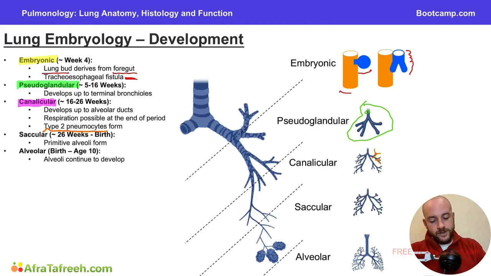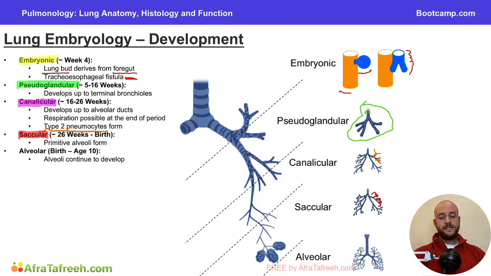Next up, we have the saccular phase, and that happens from week 26 up until birth. And you could pretty well guess why this phase is called the saccular phase, and it's because we are forming all these little tiny sacs on the respiratory tree now. And these little respiratory sacs are the primitive alveoli. So the primitive alveoli form in the saccular phase.